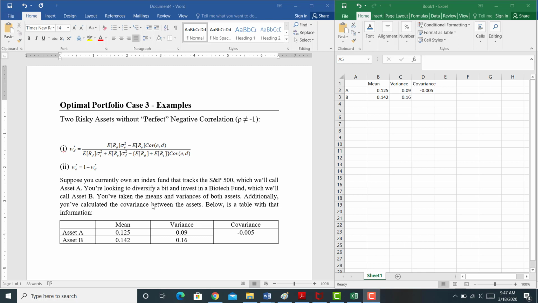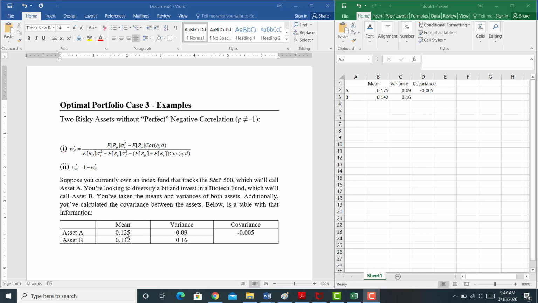So suppose you currently own an index fund that tracks the S&P 500. We'll call that asset A. You're looking to diversify and invest in a biotech fund, which we will call asset B. You've taken the means and the variances of both assets. Additionally, you've calculated the covariance between the assets. Below is a table with the information.